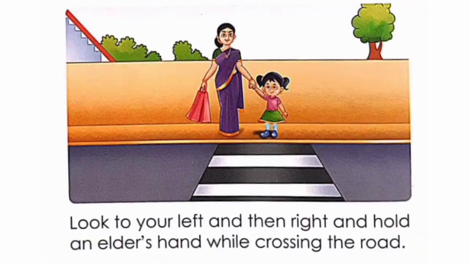And kids, while crossing the road, what do you have to do first? You have to look to your left side and then right side. If no vehicles are coming, then you have to hold your elder's hand and cross the road. And if any vehicles are coming, you are not supposed to cross the road because it is not safe for us.